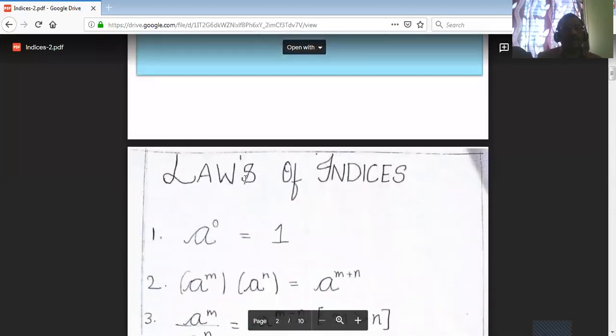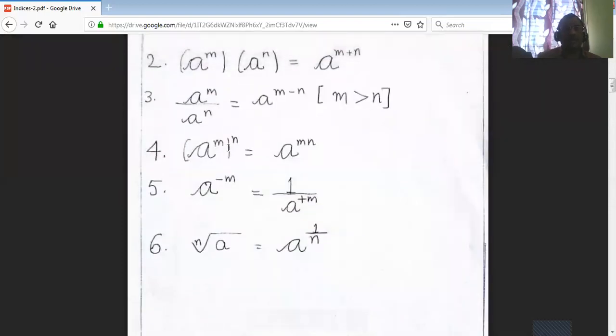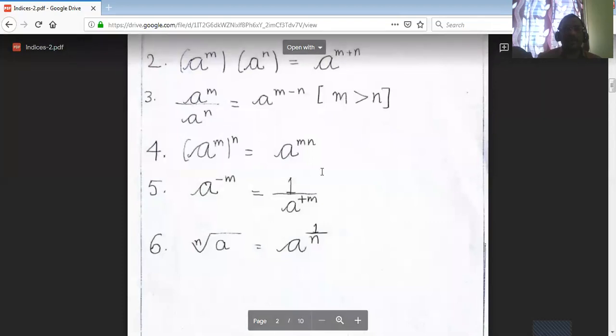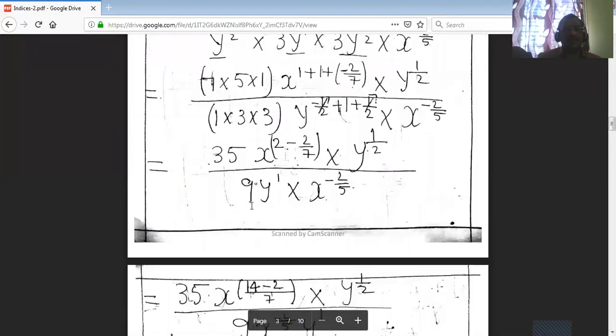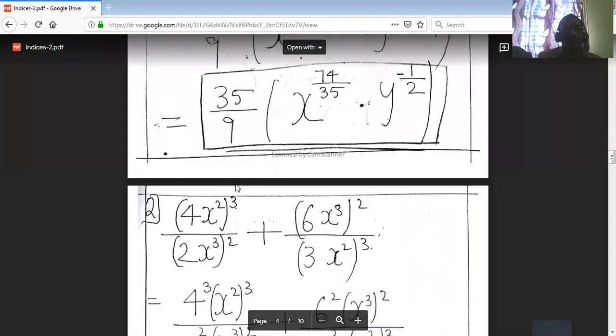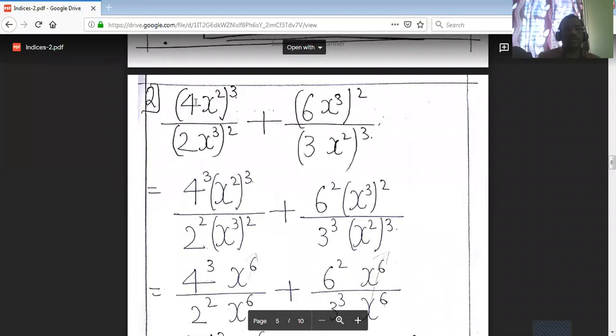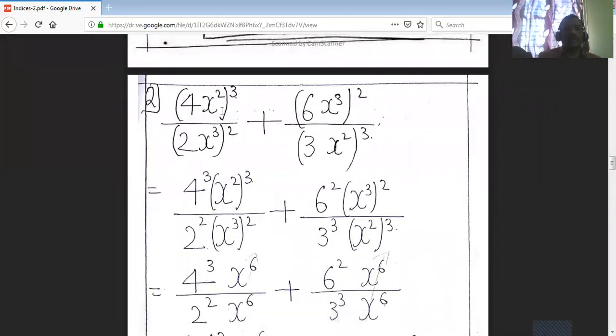Now you can recall the relation a power m whole to the power of n is equal to a to the power of mn. If I apply this relation here, you will get it as 4 to the power of 3, again x to the power of 2 whole to the power of 3. You can say, ab to the power of m is equal to a to the power of m b to the power of m.